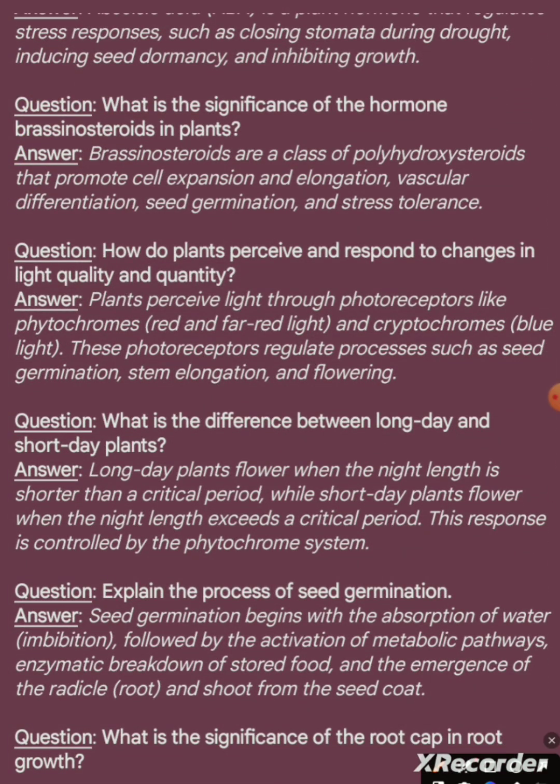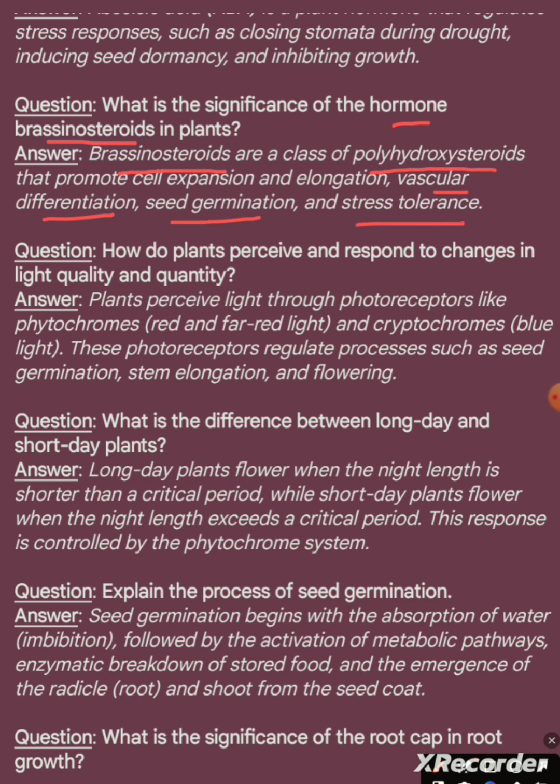Next question. What is the significance of the hormone brassinosteroids in plants? Answer: Brassinosteroids are a class of polyhydroxysteroids that promote cell expansion and elongation, vascular differentiation, seed germination, and stress tolerance.